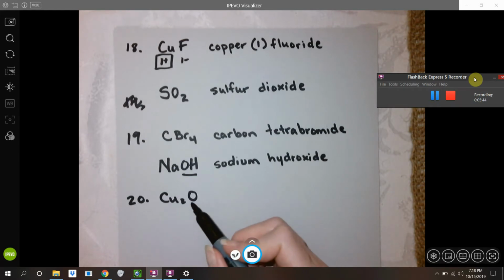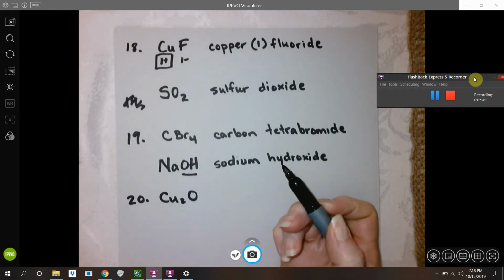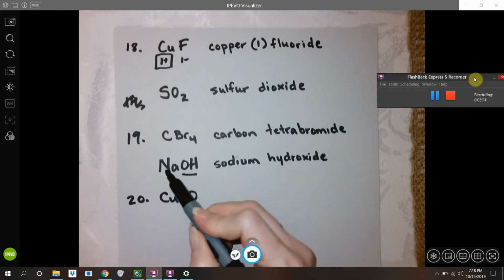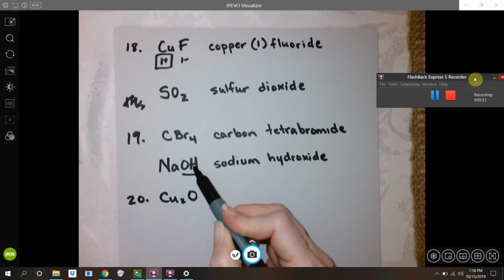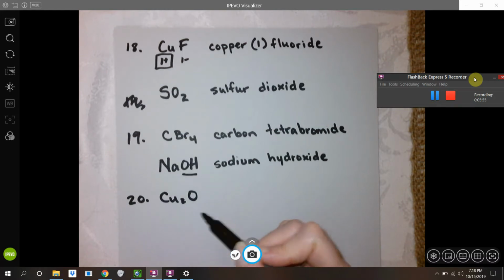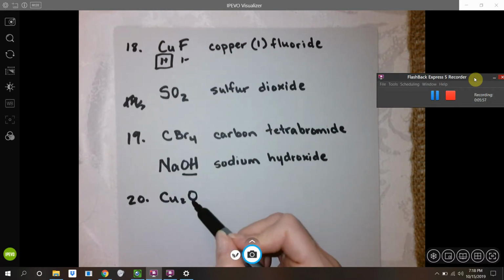We also want to look for polyatomic ions, but because there's only 2 different types of atoms here, there cannot be a polyatomic ion. There has to be at least 3 types of atoms involved for it to be a polyatomic ion, so it's not the case for this one.